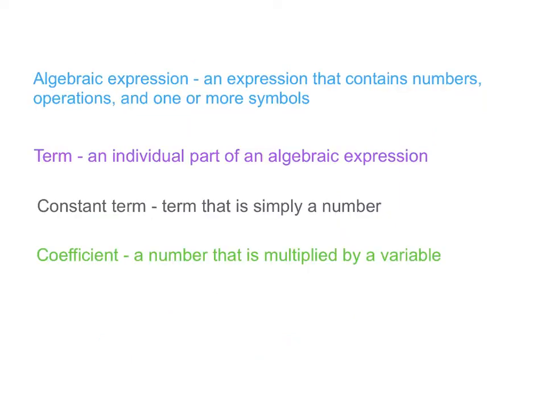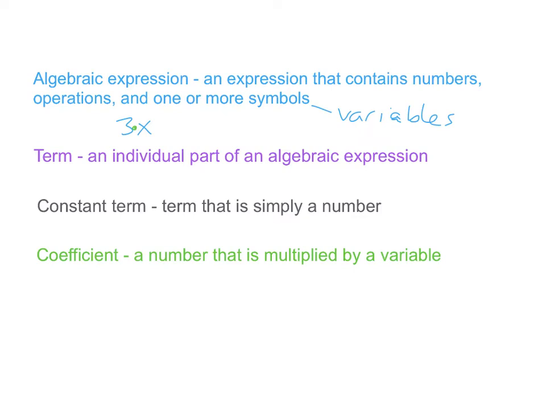Alright, so quite a number of definitions here, one being algebraic expression. That's an expression that contains numbers, operations, and one or more symbols, and you could also say variables, okay? So up there, when we said 3x, that is an algebraic expression. There's a number, there's a variable, and there's actually an operation there. Do you know where it is? Well, remember we said 3x actually means what? 3 times x. So number, an operation, and a variable.